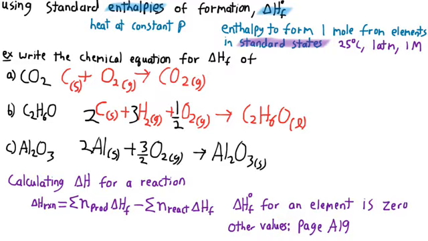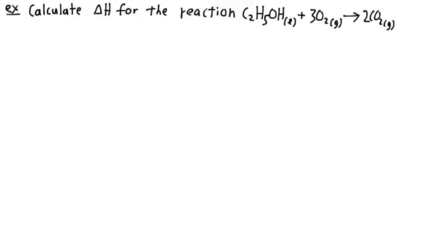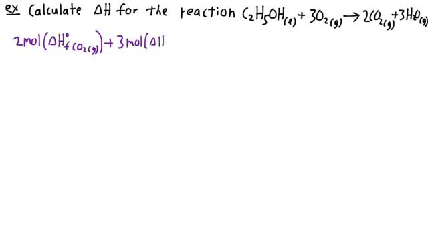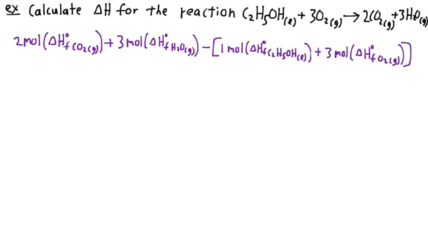Here's an example with numbers. Calculate heat for the reaction C2H5OH liquid plus 3O2 gas forms 2CO2 gas plus 3H2O gas. So we're going to do coefficients times the heats of formation for the products minus coefficients times heat of formation of the reactants. Notice I put all the reactants in brackets so that's subtracting all of them. And then you look up those values on page A19.